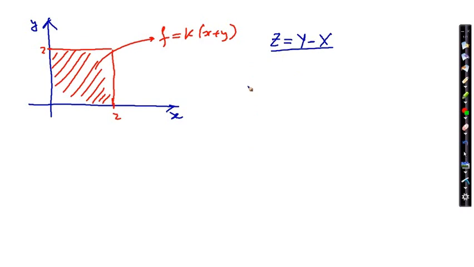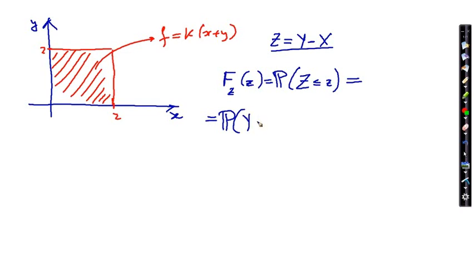How to do that? First, I'm writing the CDF of z at some point z, say. This is by definition the probability that the random variable z is less or equal than that small z. Now I'm plugging the value of z. So y minus x is less or equal than that z. Now I need to calculate this probability for any value of z.